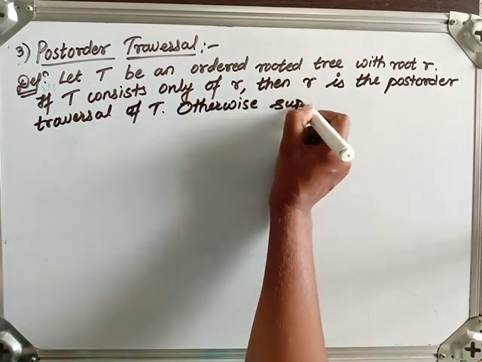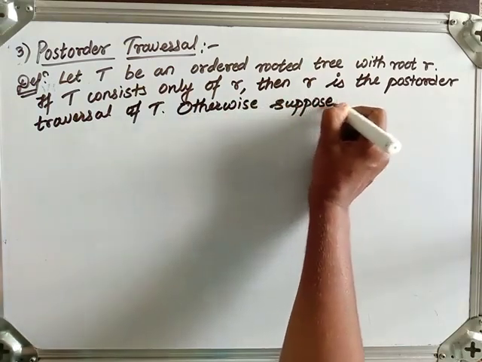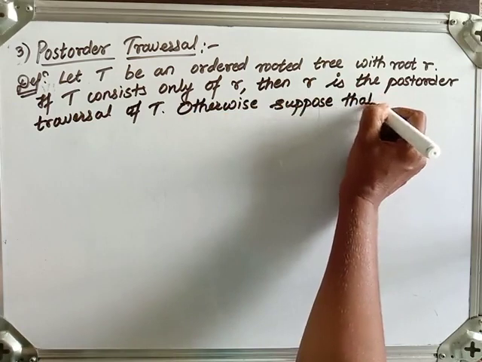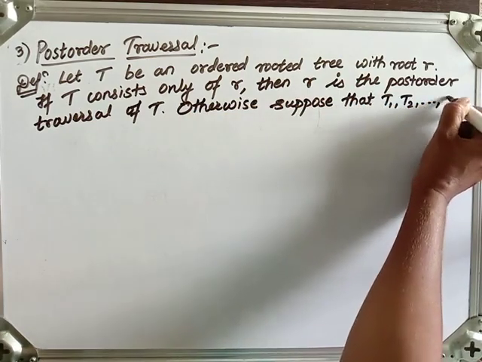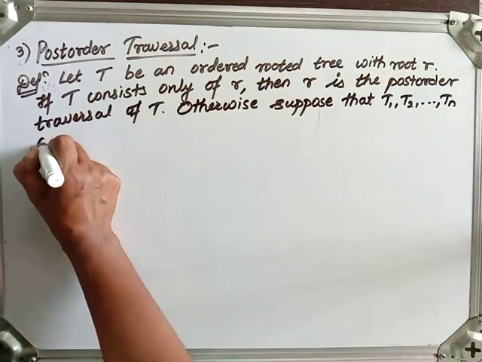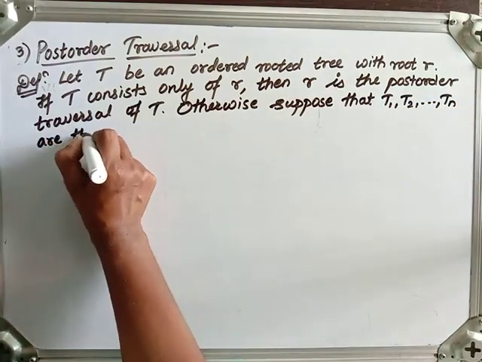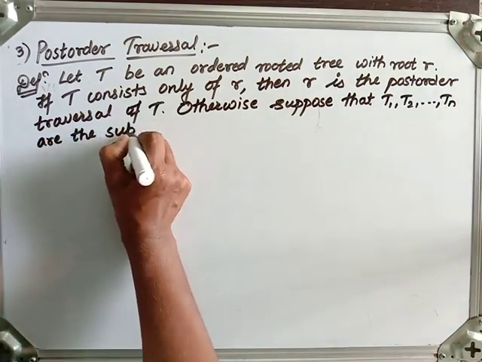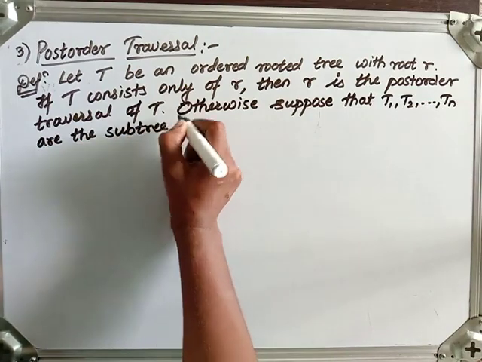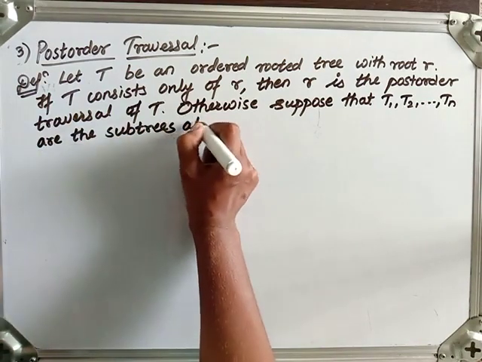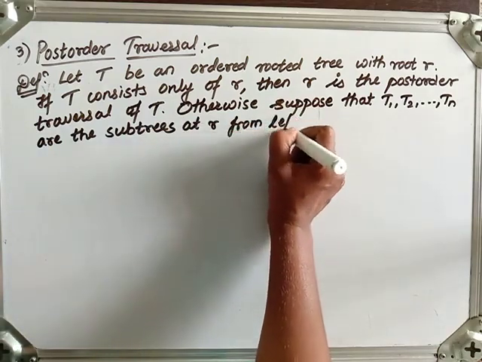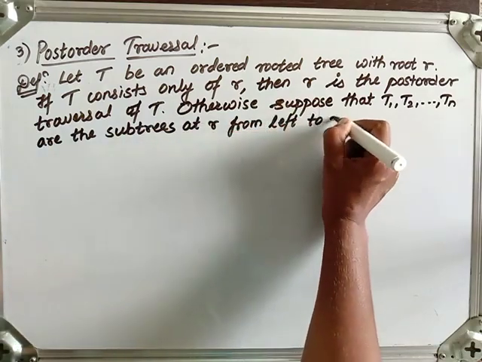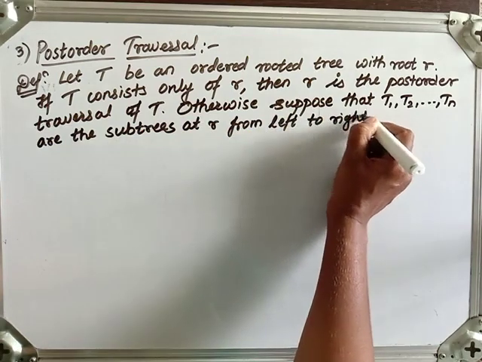Suppose that T1, T2 and so on up to Tn are the subtrees of this T at R from left to right, in T.